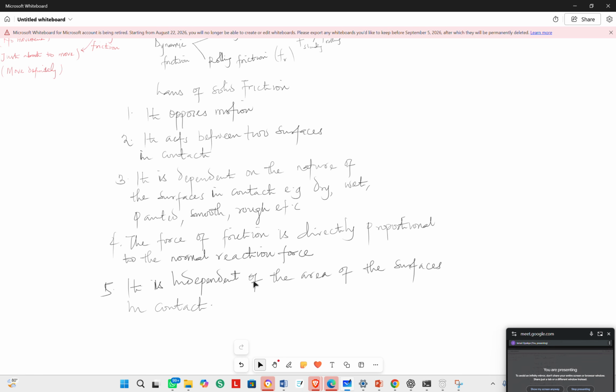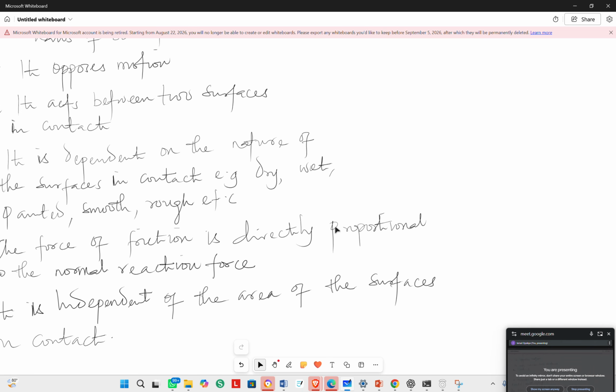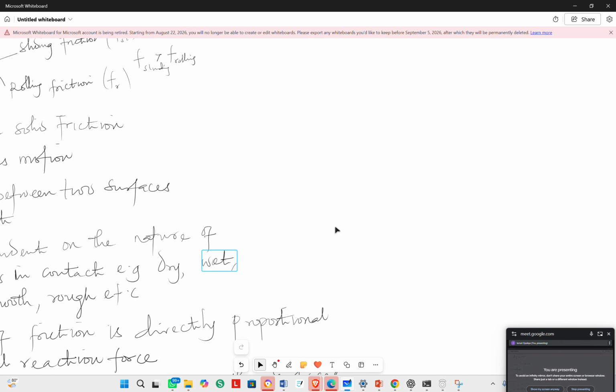Number one, I said opposite motion. Number two, it acts between two surfaces in contact. Number three, it is dependent on the nature of the surfaces in contact, e.g., whether a surface is dry, wet, painted, smooth, rough, etc. Also the force of friction is directly proportional to the normal reaction force, and it is independent of the area of the surfaces in contact. So let us have a diagram quickly. I hope you get that.